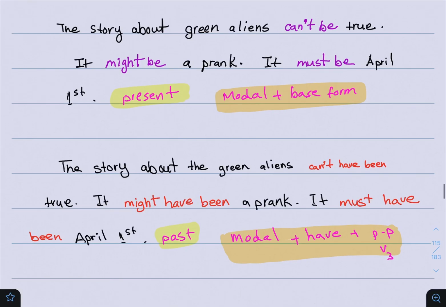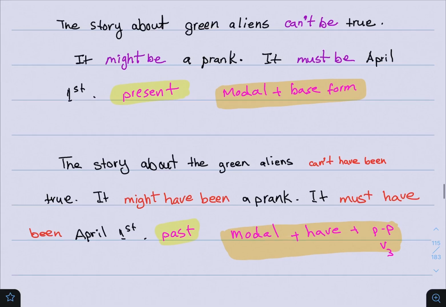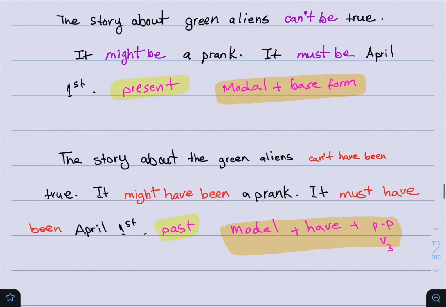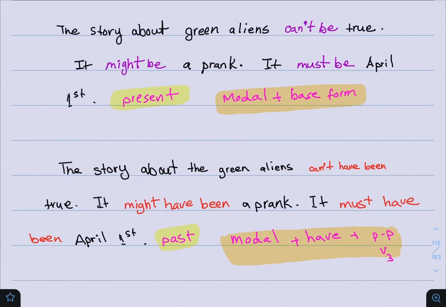Possible. Now let's take a look at the example. The story about green aliens cannot be true. Okay, so cannot be true. Now it might be a prank. It must be April the 1st.